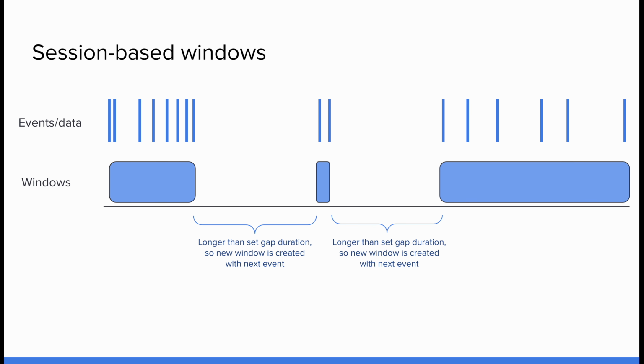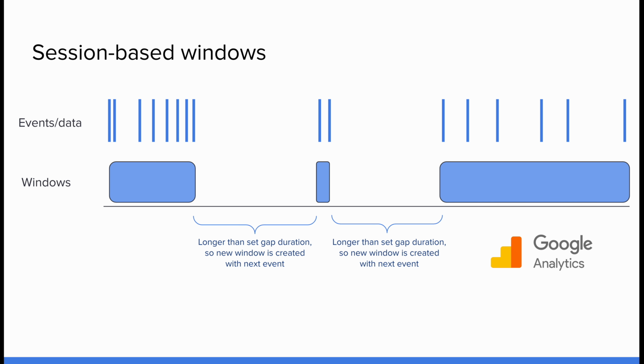One example of this that you may be aware of is the definition of a session in Google Analytics. The gap duration in Google Analytics is 30 minutes, meaning that if a user comes to your website, that session, that visit to your website, continues until they have no activity for 30 minutes.